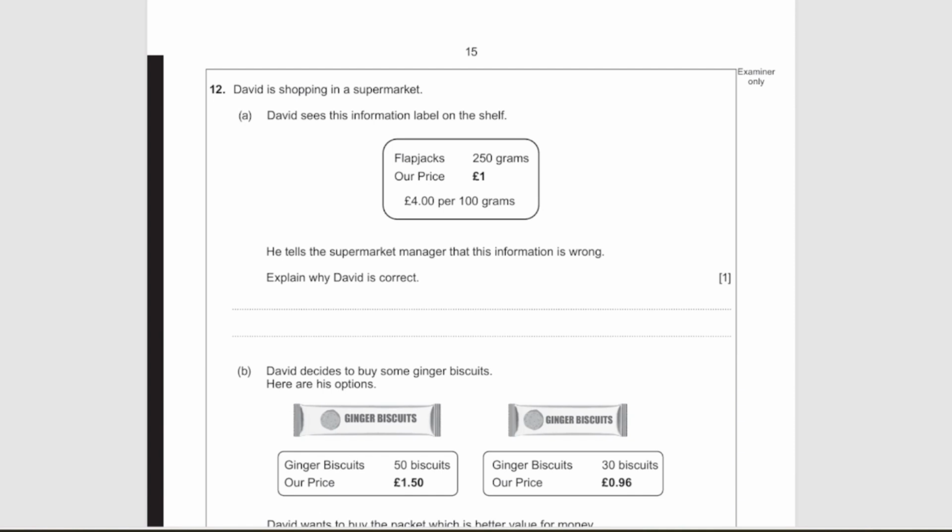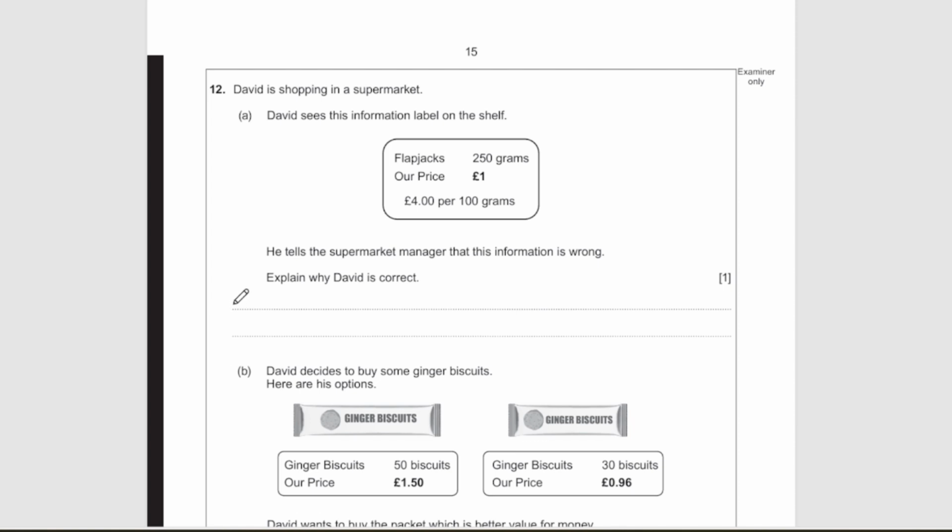Question 12. David is shopping in a supermarket. David sees this information label on the shelf. Flapjacks 250 grams. Our price, £1.4 per 100 grams. He tells the supermarket manager that this information is wrong. Explain why David is correct. There are multiple reasons you could put in this question and get the mark. There's lots of different reasons why it's wrong.